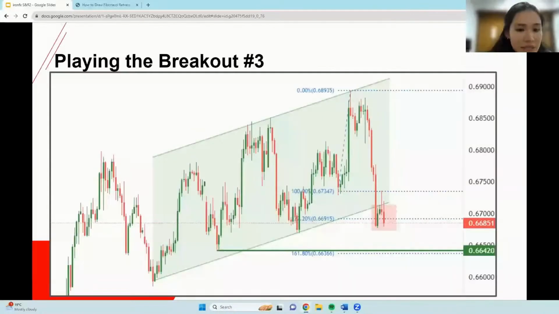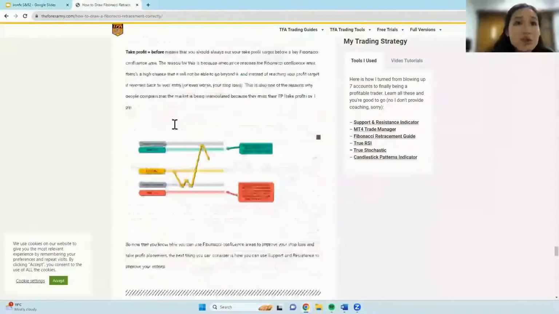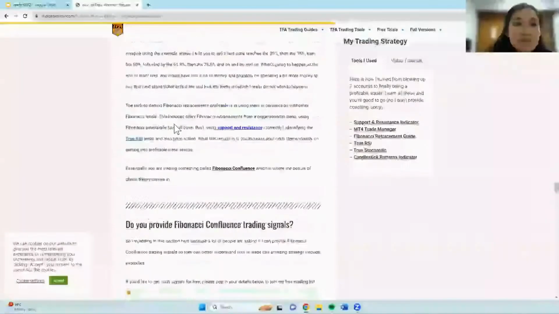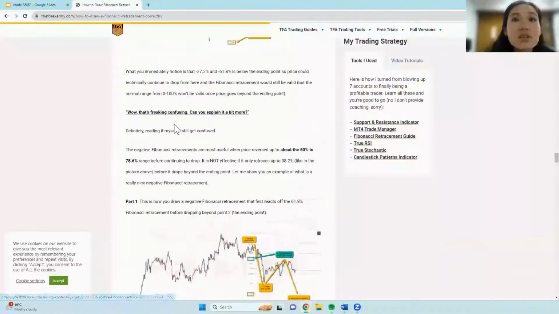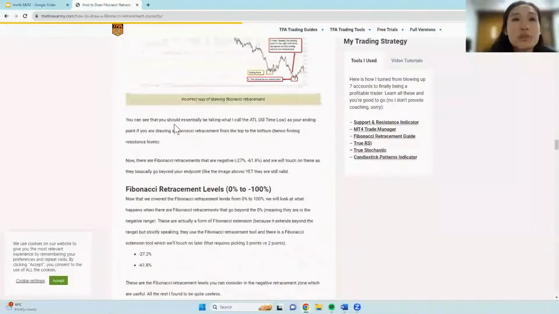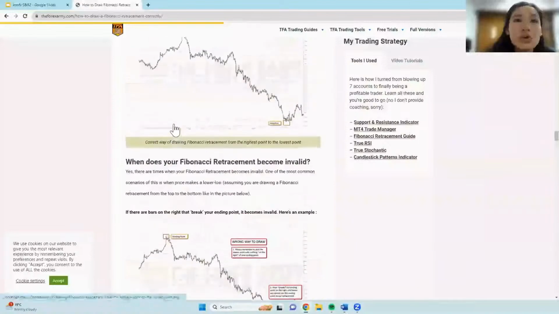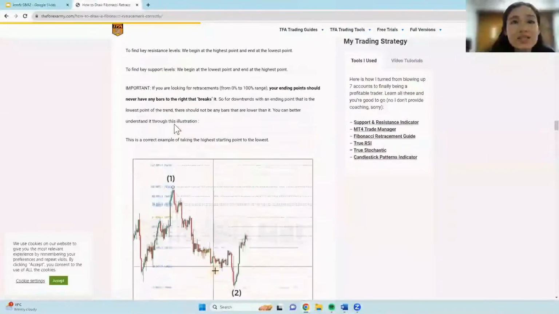Okay, another example here. Price recently broke out of the ascending trend channel, so that's point 1. Point 2, price is currently at this 127.2% level. So here we have a Fibonacci extension. Okay, let me just go to our Forex Army website. If you missed our Fibonacci series, not to worry, that's basically where we go through all of the different techniques in detail.